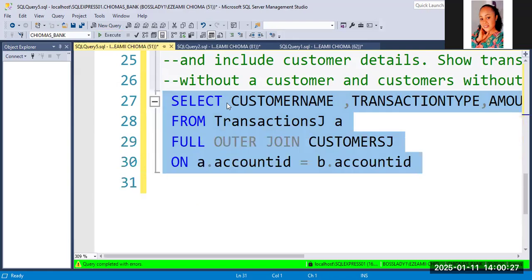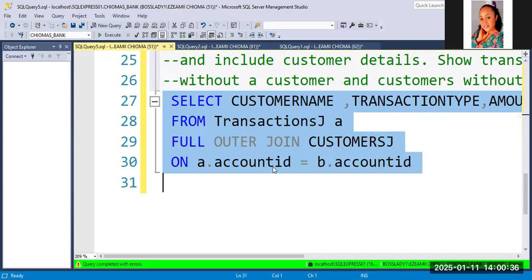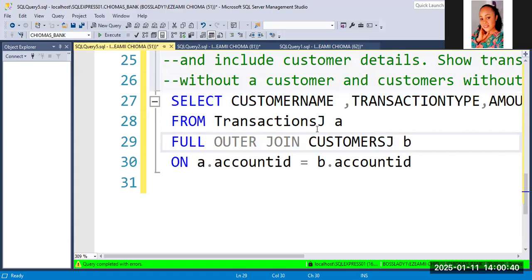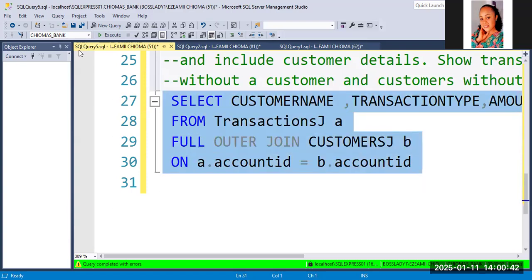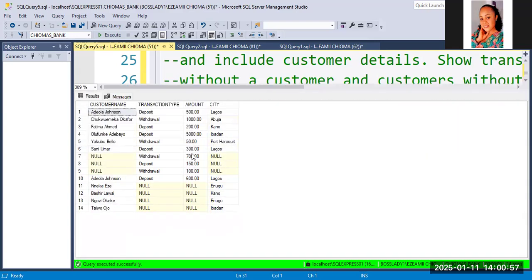Okay, it happened again. So multiple identifier. So see, we did not alias this particular table. Because we are doing full outer join, it's going to get us everything from our customer table and everything from our transaction tables. All right, we want to see that.